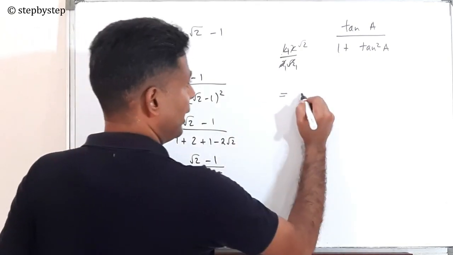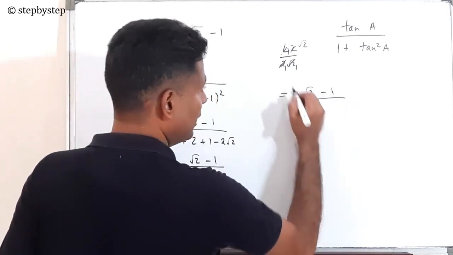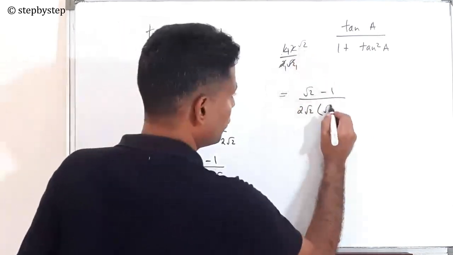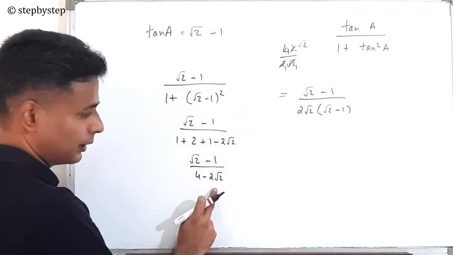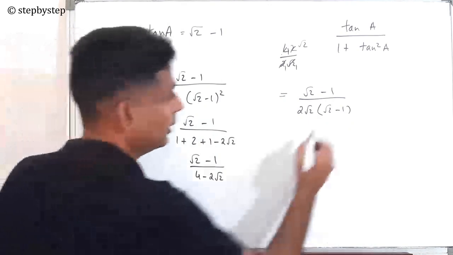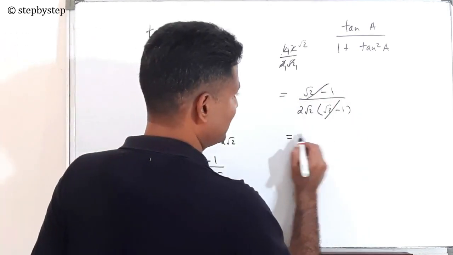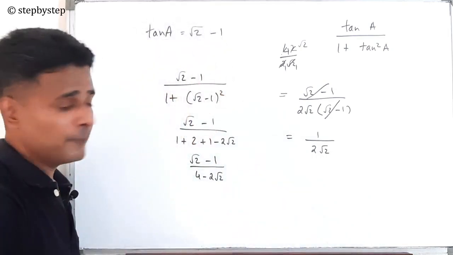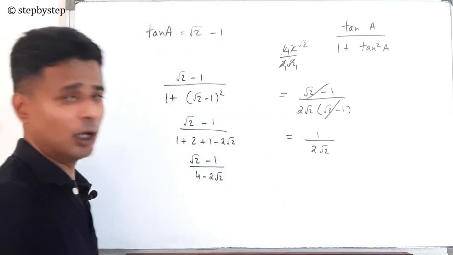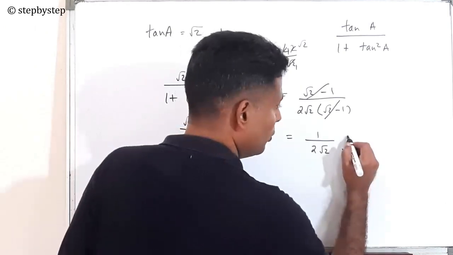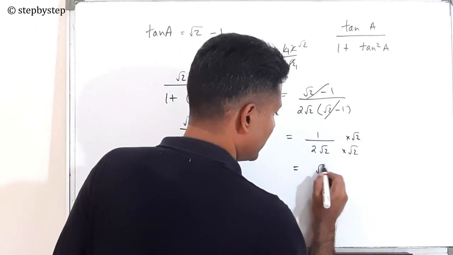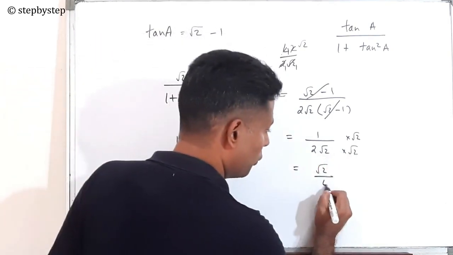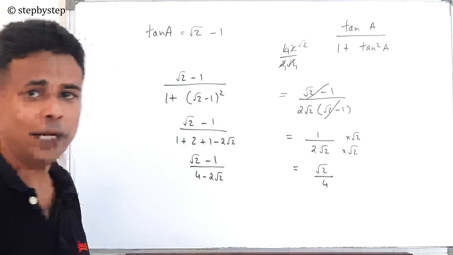So what will we get? Up it is root 2 minus 1 by, we are taking 2 root 2 common, which means what will remain instead of 4? Root 2 minus 1 over here, because we have taken entire 2 root 2 common. So root 2 minus 1, root 2 minus 1 cancels, we get 1 by 2 root 2. But this is not the final answer. Why? Because we have to rationalize the denominator. So here into root 2, here into root 2. So we get root 2 by 2 root 2 into root 2, 2 into 2, 4. So answer is root 2 by 4.